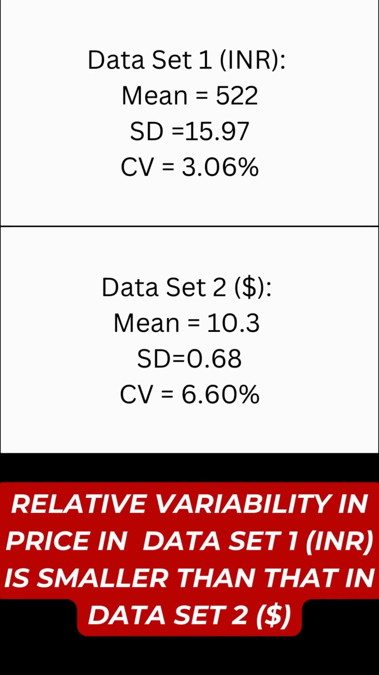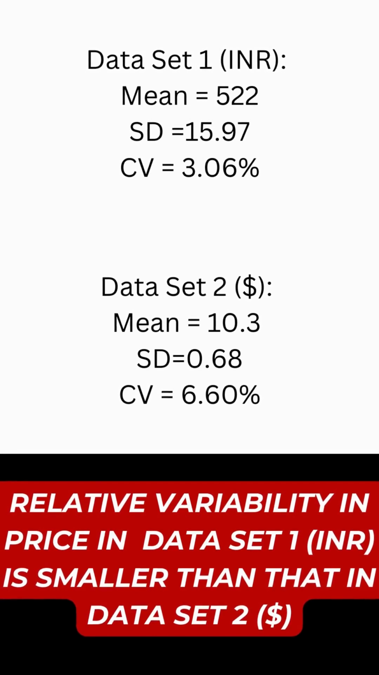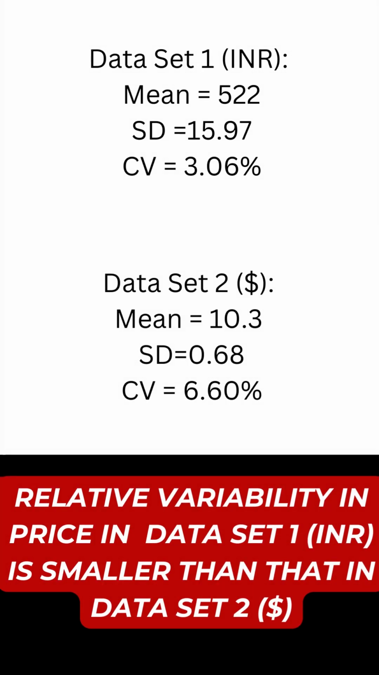So here I have calculated the coefficient of variation for both data sets, and our interpretation on the basis of the coefficient of variation is that the coefficient of variation of data set 1, that is prices in Indian rupees, is lower compared to data set 2, that is the prices in US dollars. This indicates that the relative variability of prices in data set 1 is smaller than that in data set 2.